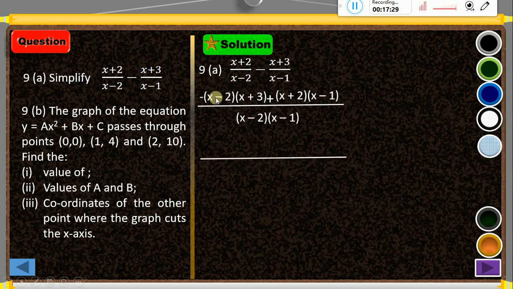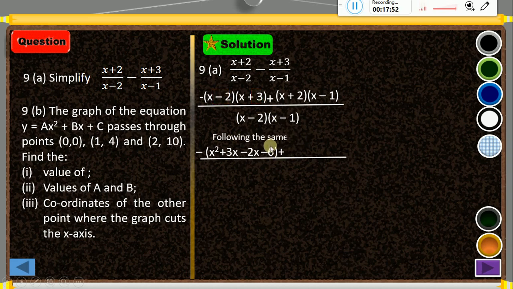Then we are now going to show how to simplify this. So let's see how that can be done. This multiply this to give us x squared. And then x again will multiply 3 to give us plus 3x. And then minus 2 will multiply x to give us minus 2x. And then minus 2 will multiply plus 3 to give us minus 6.